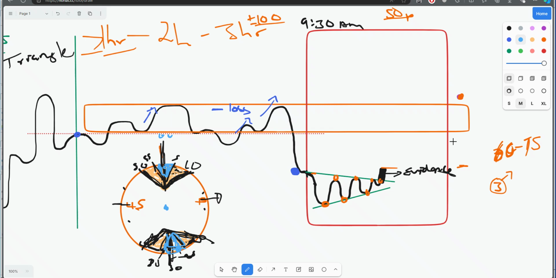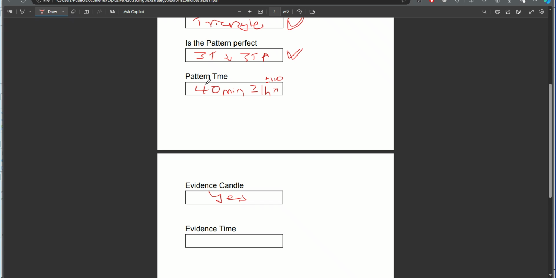If you are falling for premature trades, it's on you. Why? Because guys, honestly, your job is to just sit on your hands. And I just told you, I usually prefer patterns that take 40 minutes to build.